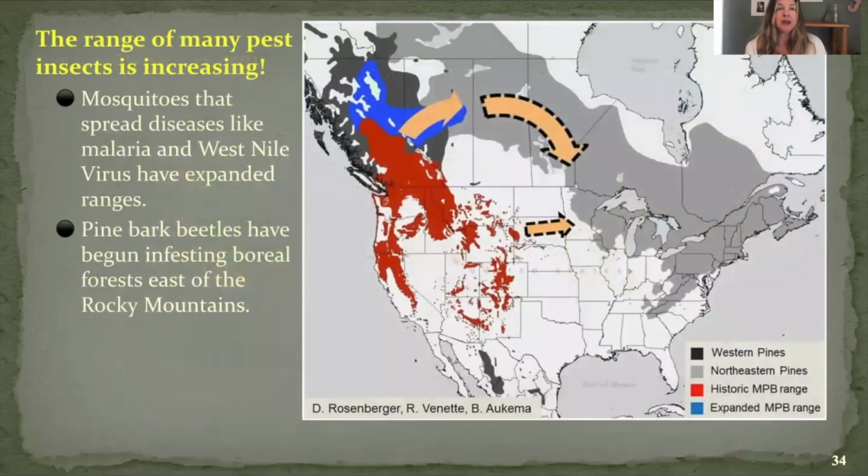So another reason, the range of many pest insects is increasing. Mosquitoes that spread diseases like malaria and West Nile virus have expanded their ranges. And the big one that we know in Colorado is the pine bark beetles. You head up into the mountains and you can see the devastation caused by the bark beetle forest destruction. They're a natural species, the pine bark beetle, but not here. What usually kills it is a really hard, cold, deep, frozen, sustained temperature in the winter, and we just simply haven't had that. So that's begun to infest and impact our Rocky Mountain forests.